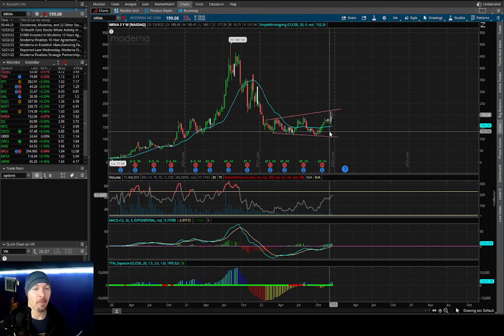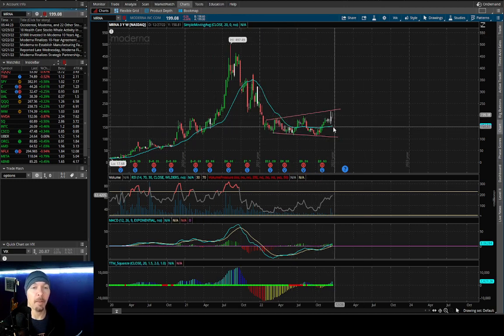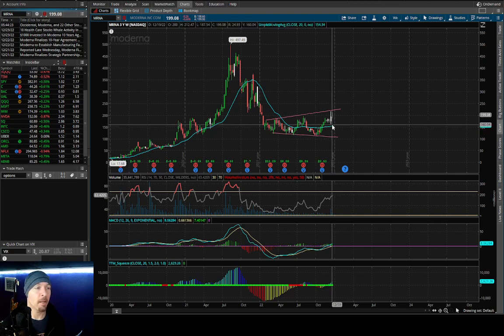But right here, my guess would be that we're going to come back down and retest at least the middle of this megaphone. And we can see that that's been a popular area so far. So maybe come down and test this 149, 150 area. That'd be sort of my guess.